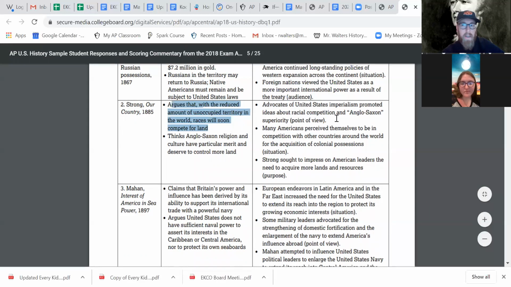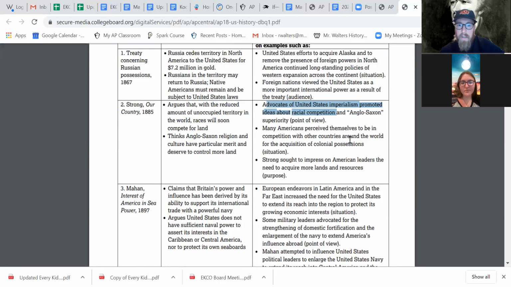So what would good analysis of that be? Advocates of United States imperialism promoted ideas about racial competition and the superiority of Anglo-Saxons. Yeah, that's a point of view, right? That told you what the point of view was of the person writing this. Another example, many Americans perceived themselves to be in a world competition with other countries around the world for the acquisition of colonial possessions. Okay, that's historical context, right? They're telling you, this is what's been going on.